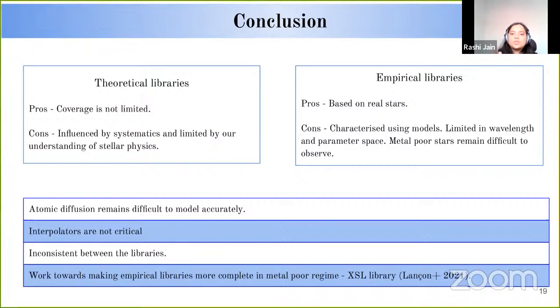And there is more work which is needed to make these libraries more consistent and more complete, especially in the metal poor regime. And one such library that is going to add more stars in the metal poor regime is the X-shooter spectral library, and the work is still going on.